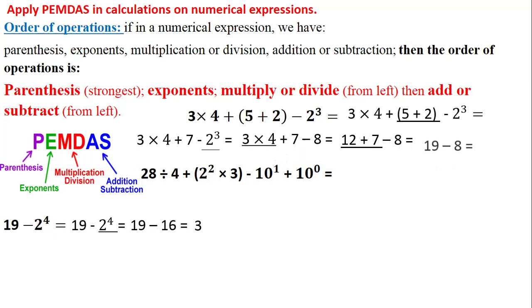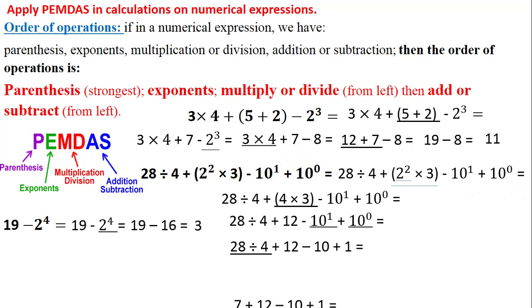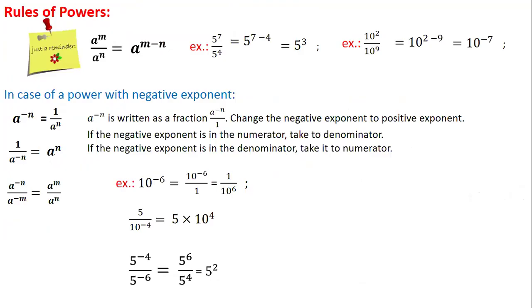12 plus 7 is 19, so 19 minus 8 is 11. Of course, the last expression, you can practice it on a draft to understand more. Okay, it's solved for you here all. Now we will continue the rules of powers.